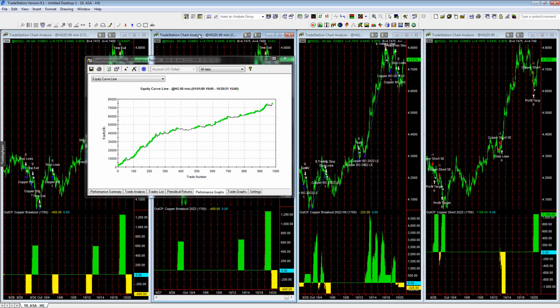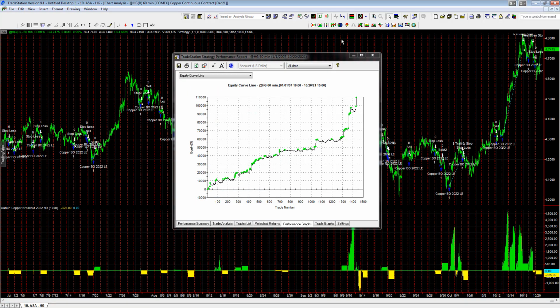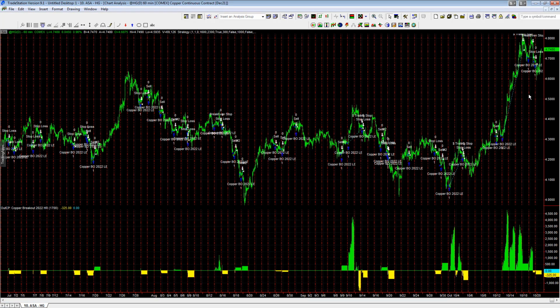On the original copper breakout, it gets out at the end of the session, or within a few hours of the initial trade, but on this one it will hold over the session and over the weekend. And so you can see that set up here, how you have these big trades right here.